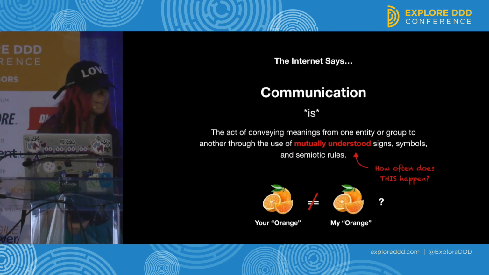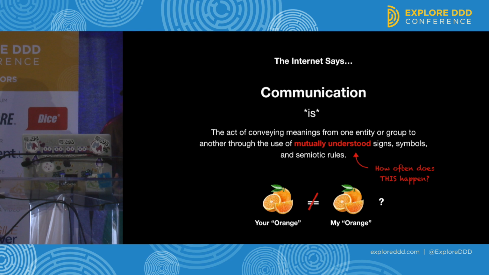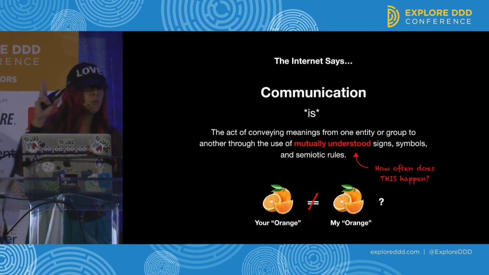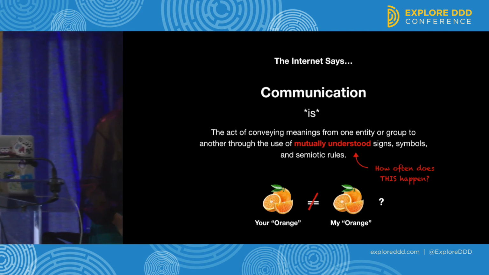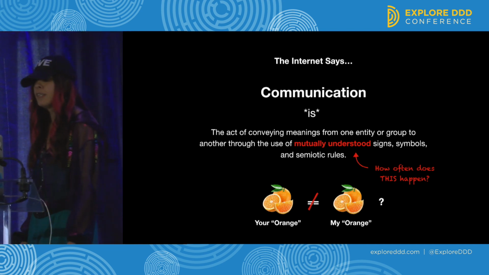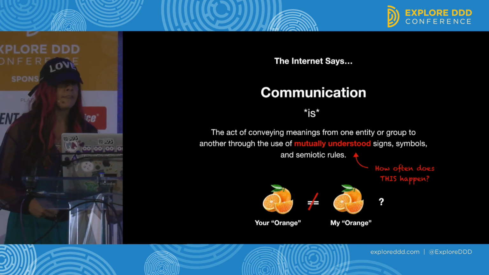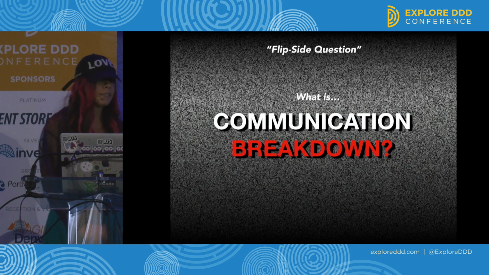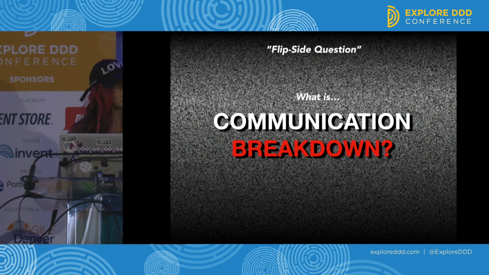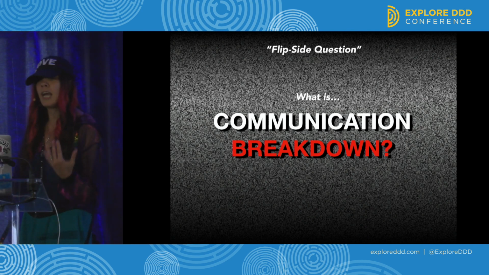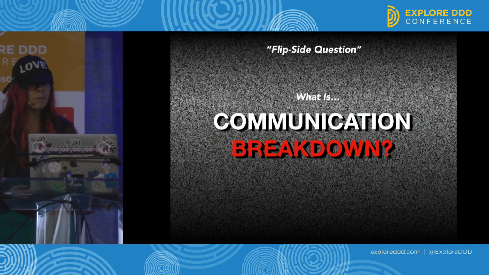So how often does this actually happen, though, that your orange is the same as my orange, right? This whole idea of mutually understood, how often does that actually happen? Other than math, maybe? So what if we ask the flip side question, what is communication breakdown? Maybe we can understand what communication is by understanding how it breaks.